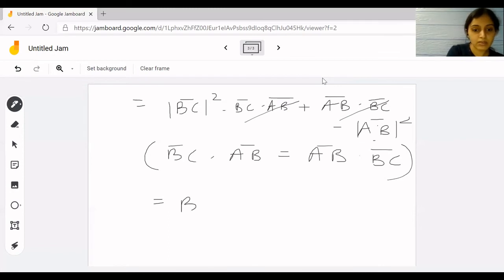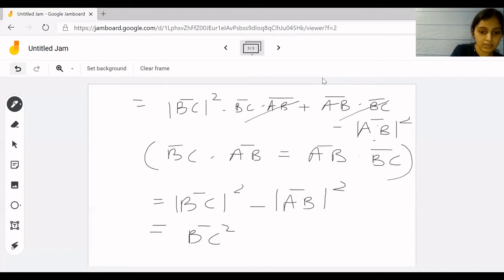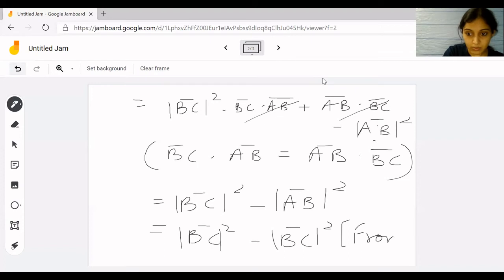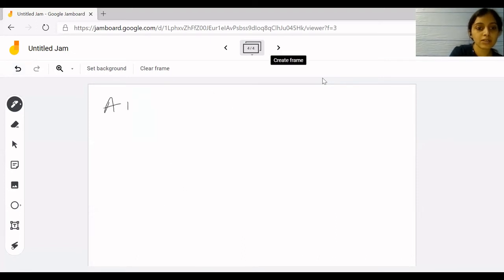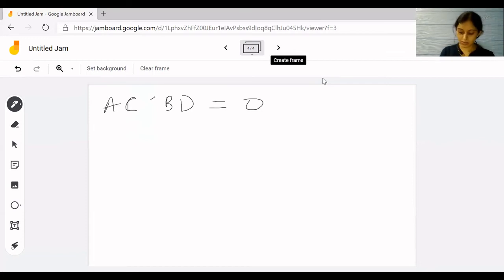Now BC square magnitude minus AB square magnitude can also be written as BC square magnitude minus BC square magnitude. From where? From point 1 we can say this, because these magnitudes are equal, that is all sides are equal to each other, and therefore we are getting 0. So we've got the dot product of the two diagonals, AC dot BD, equal to 0, and therefore they are perpendicular to each other. Okay, moving on to question 6.